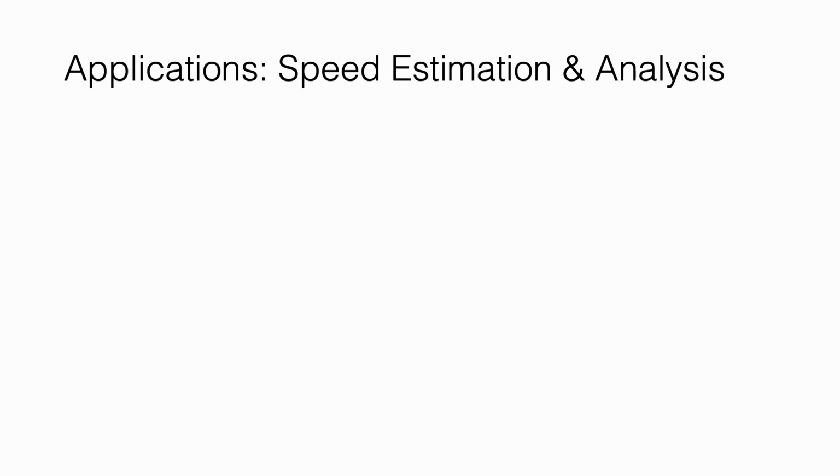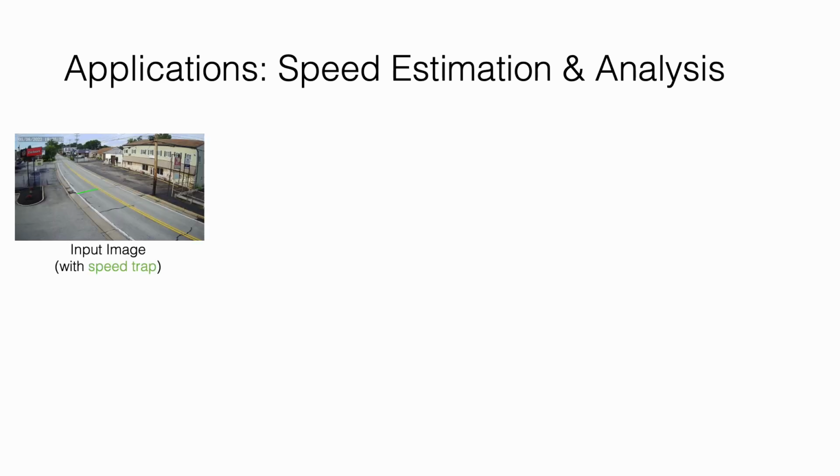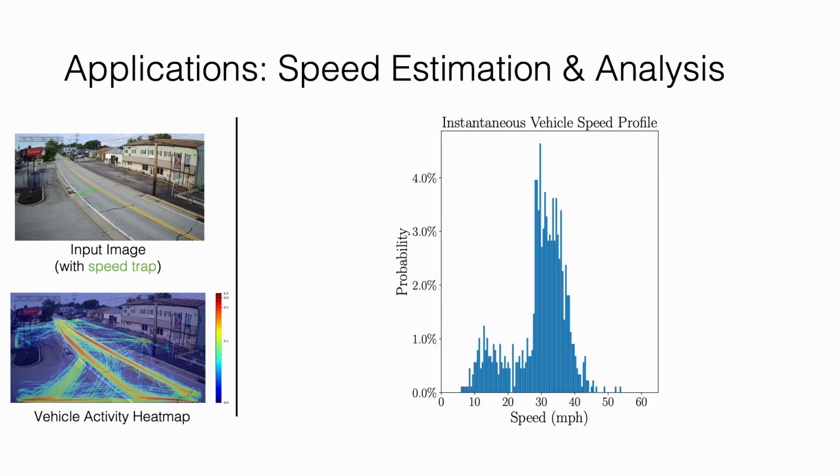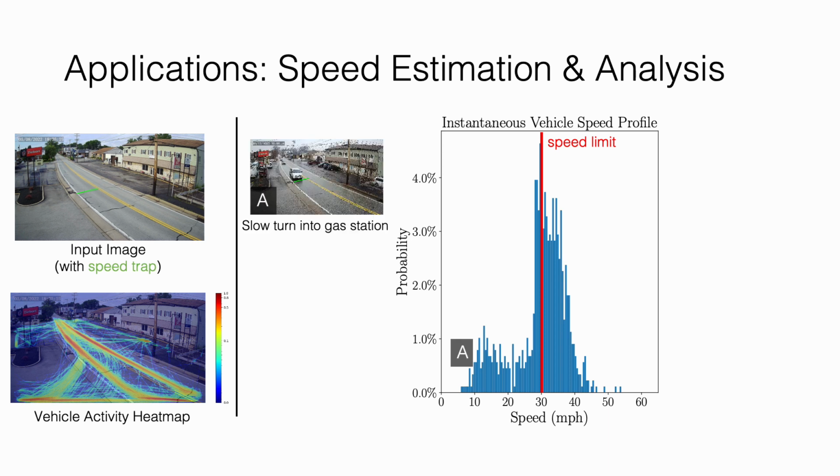Using 3D vehicle reconstruction from the previous step, we show another application which is speed estimation and analysis. Here, we show the image from the camera with the speed trap visualized in green as well as the vehicle activity heat map. Next, we show a histogram of the vehicle speed when the car crosses the speed trap. Looking at this histogram, we can analyze many specific vehicle patterns for this location, such as slow turn into the gas station.